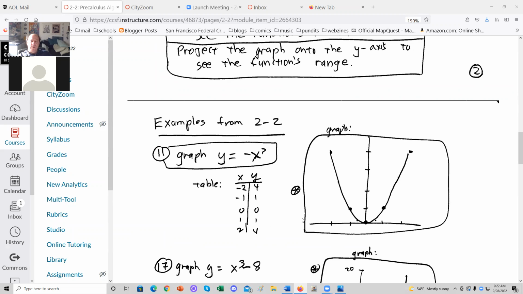4, 1, 0, 1, 4. So here we go. -2 by 4 here. -1 by 1 here. 0 by 0 here. 1 by 1 here. 2 by 4 here. These are just 5 points on a continuous infinity of points. So we might find what it is when x equals plus or minus 1.5, 1.1, -1.1, and on and on.